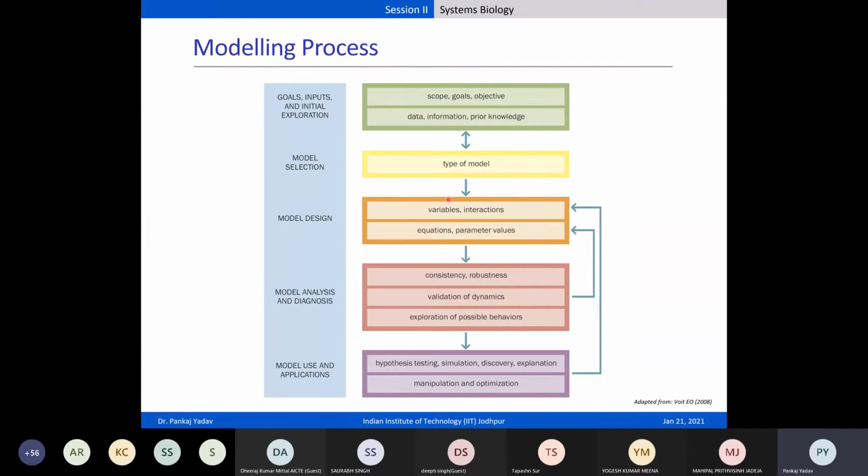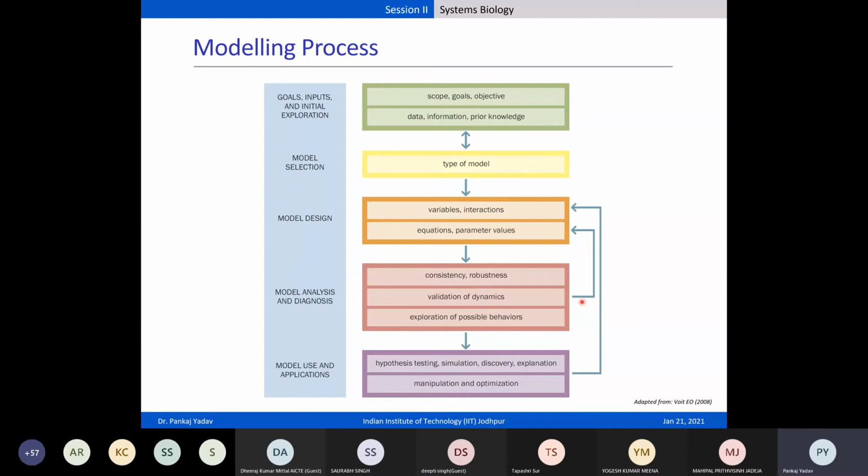Once this is done, the next thing we have to do is decide what the variables, interactions, equations, parameters and other things are that we need to define in order to design our model. And then next we have to perform some model analysis and diagnosis. So we will check for many things. We will look for consistency and robustness of the model. Then we will also look for validation of dynamics, exploration of possible behaviors, and so on.